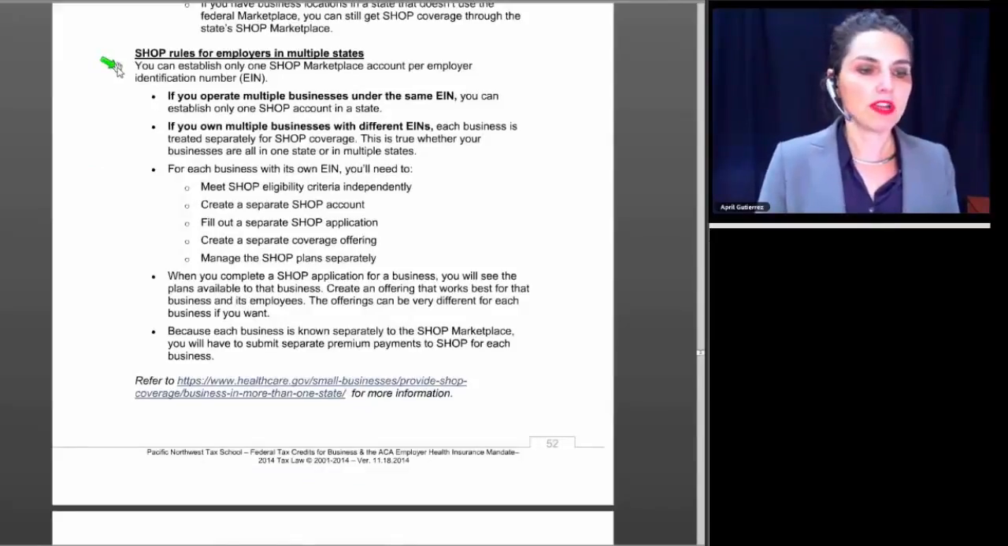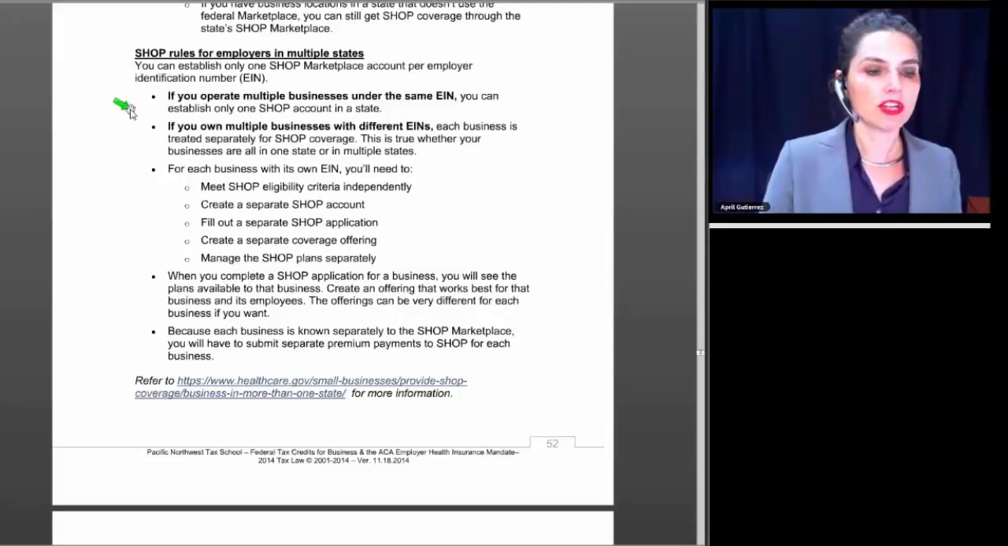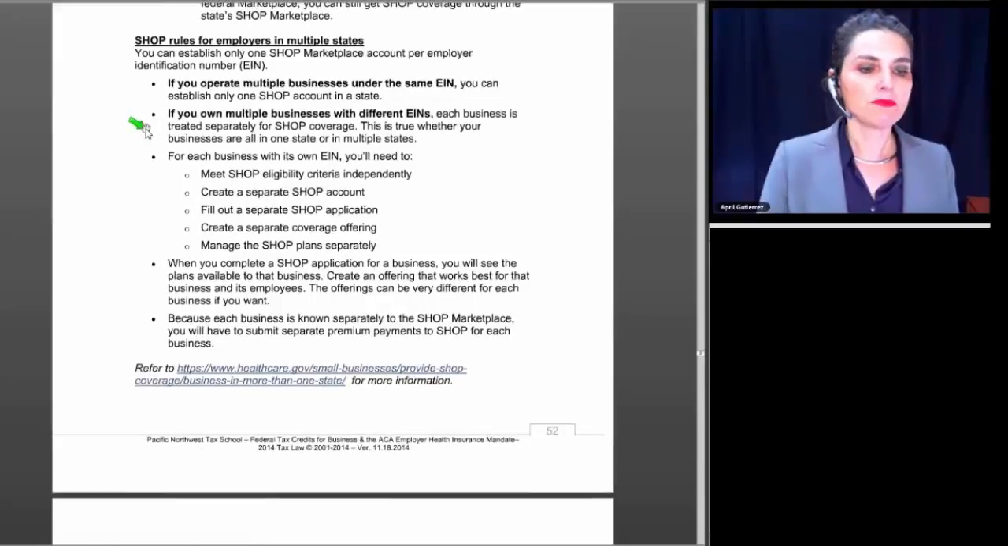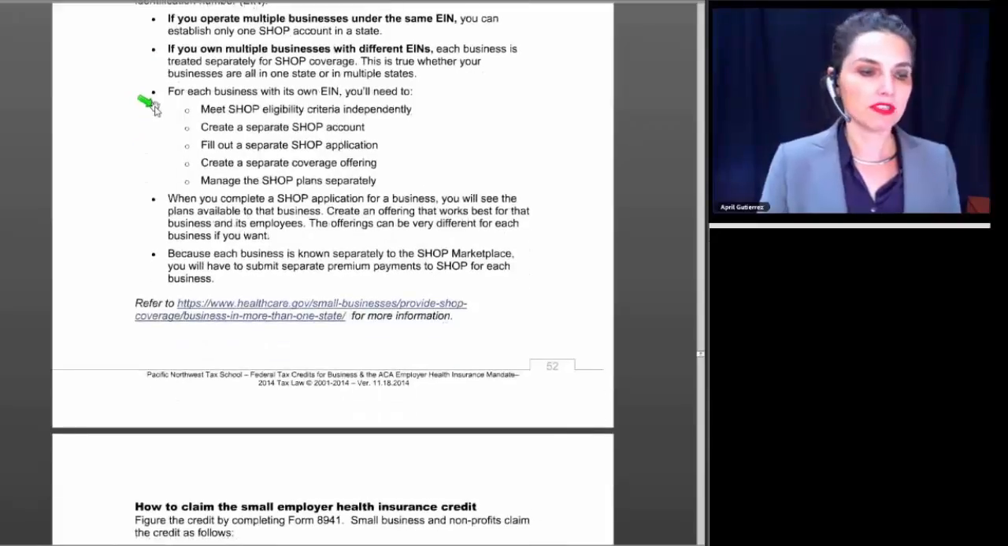You can establish only one SHOP marketplace account per employer identification number, or EIN. If you operate multiple businesses under the same EIN, you can establish only one SHOP account in a state. If you own multiple businesses with different EINs, each business is treated separately for SHOP coverage, and this is true whether your businesses are all in one state or in multiple states. For each business with its own EIN, you'll need to meet the SHOP criteria independently. You'll have to create a separate SHOP account, fill out a separate SHOP application, create a separate coverage offering, and manage the SHOP plans separately.